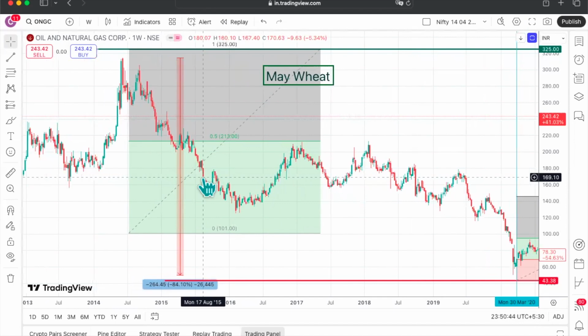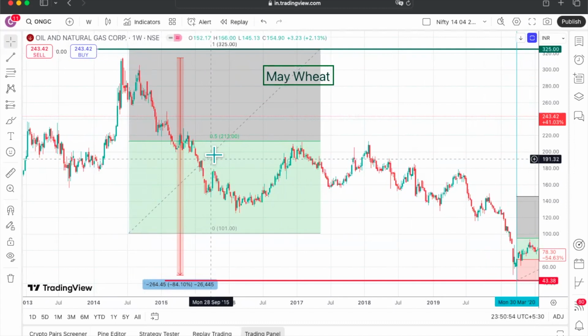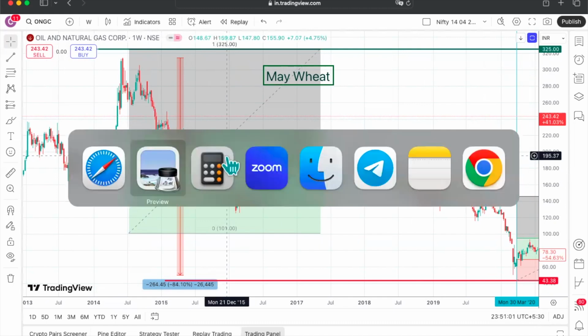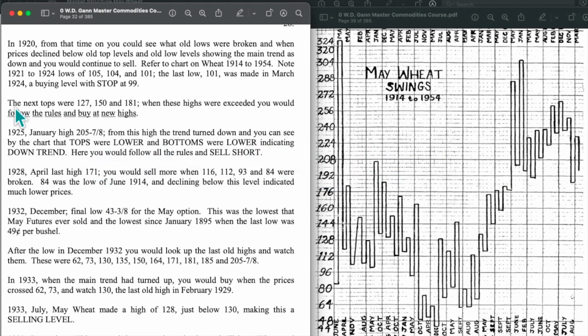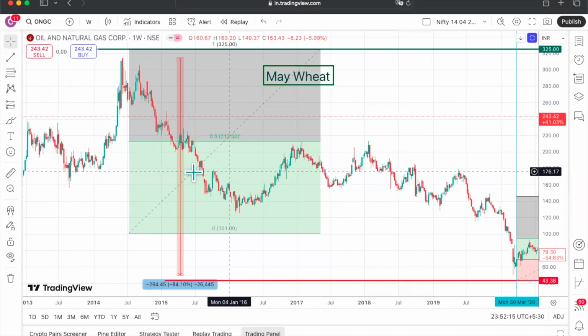Now, if I look at the May wheat chart from the high of 325 to the low of 101, we look at the 50% level, which comes to 213. Our top of 1925 was 205 7/8, which was just below our 50% level of 213.